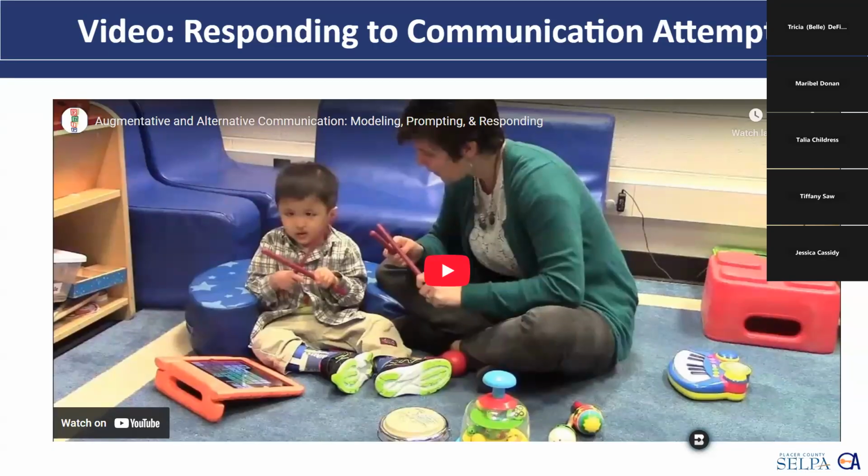Okay. Now we are going to see a video of a communication partner responding to a child's communication attempts. As you watch it, observe how the communication partner recognizes the child's focus of attention, which in this video is the sticks. Also observe how she acknowledges the child's non-speaking attempts by saying "trade" every time the child tries to get the sticks from her. You'll also notice that she narrates what the child is doing by saying, "we're playing the sticks," and at the same time models the message on the AAC device. Okay, we're going to play that video.